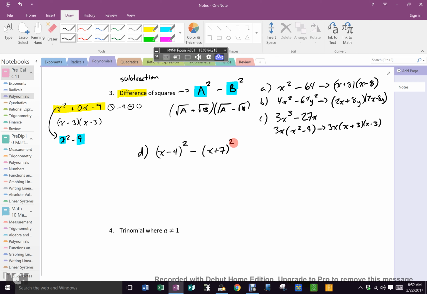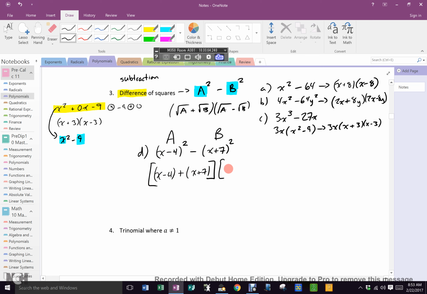What should I do with this? Or what could I do with this? Can I make that A? Can I make that B? So then is it A squared, B squared? What's the square root of A squared? A. So this must be A, x minus 4, plus, what's B? x plus 7.